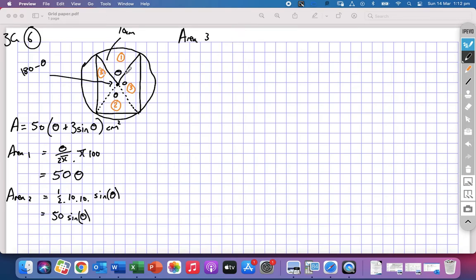Again, very similar. All of these lines that I've drawn in are radii. They're all 10 long. So I could say 2, because there are 2 triangles, times half times 10 times 10 times sine of 180 minus theta.